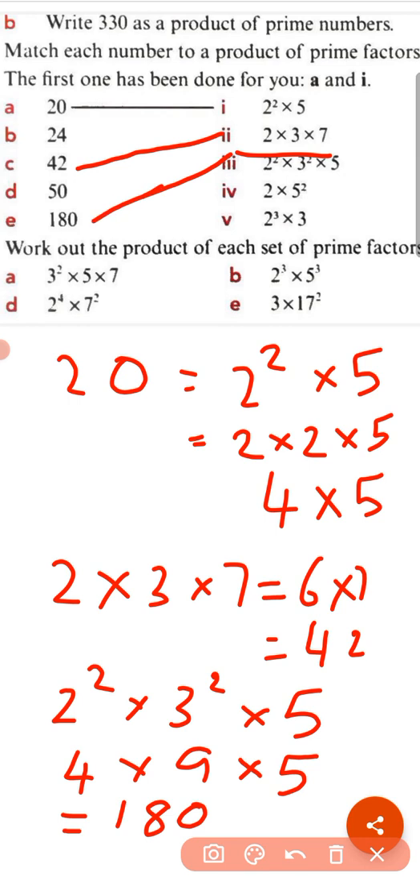Then our next factors are 2 into 5 into 5. 2 into 5 into 5 means 2 into 5, 10. 10 into 5, 50. So you can match like this. Okay. Next is 2 to the power of 3 into 3. 2 to the power of 3 means 2 into 2 into 2, that is 8. 8 into 3 means 24. Okay.